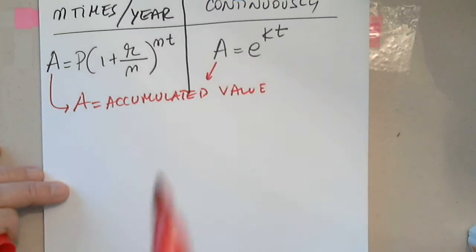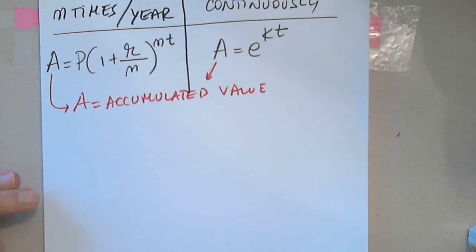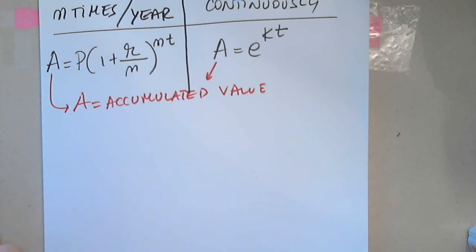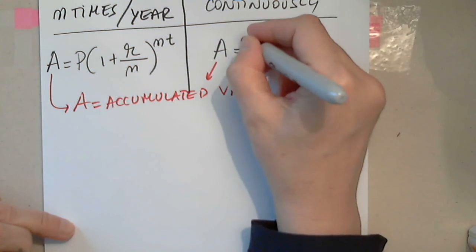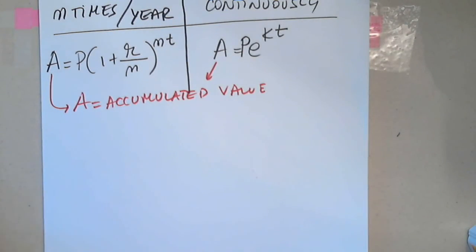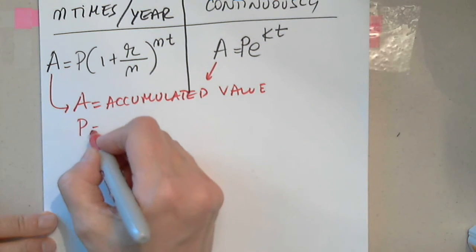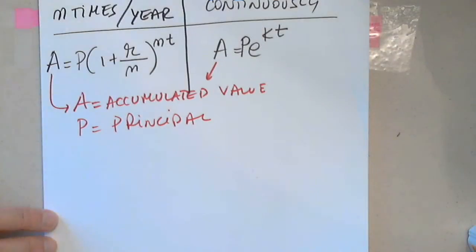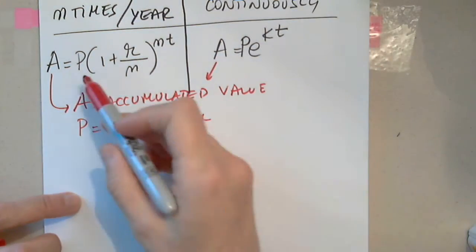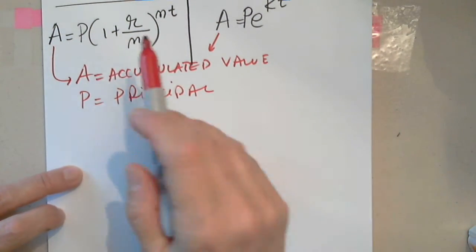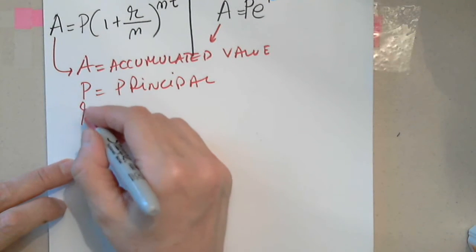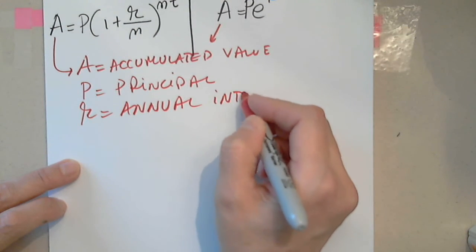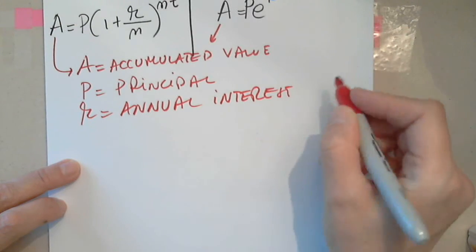Of course, A is the same. P, oh sorry, P is the principal. Say P in both. R is the annual interest rate.